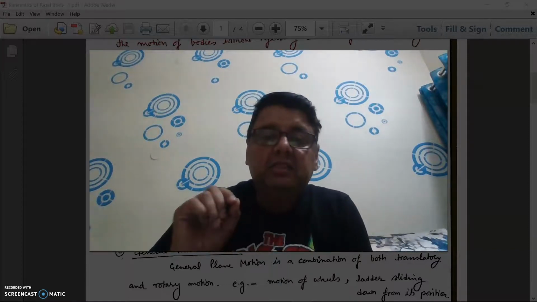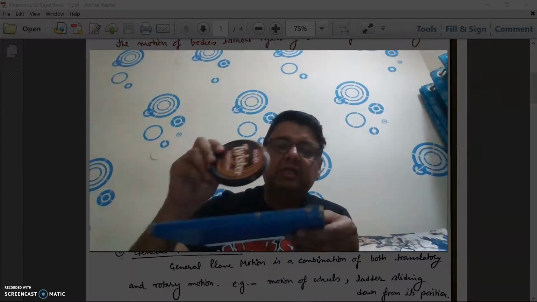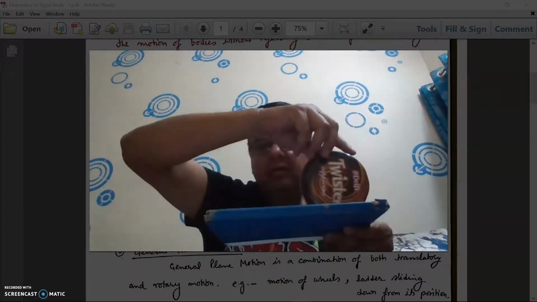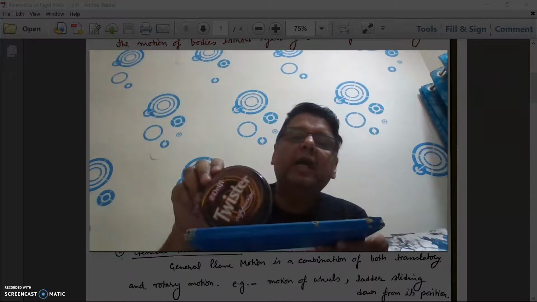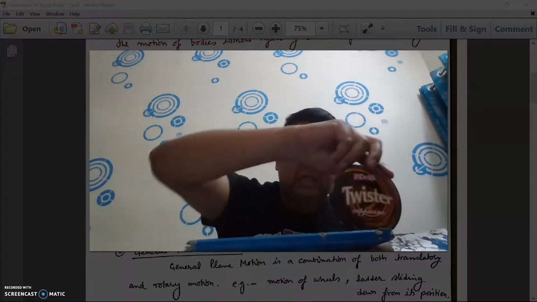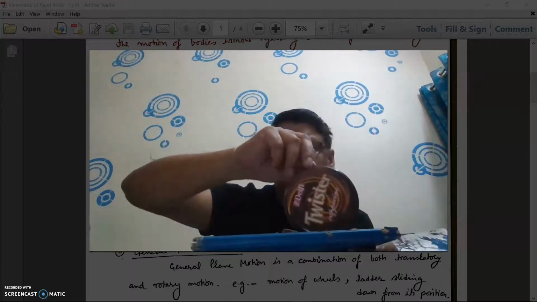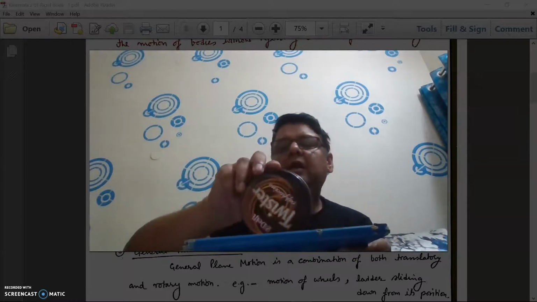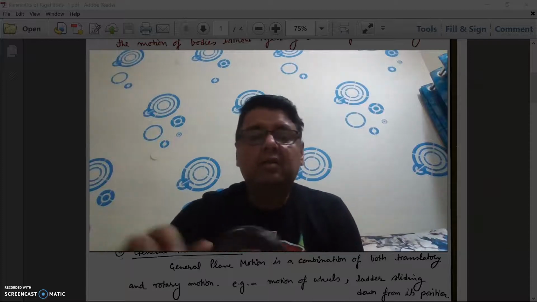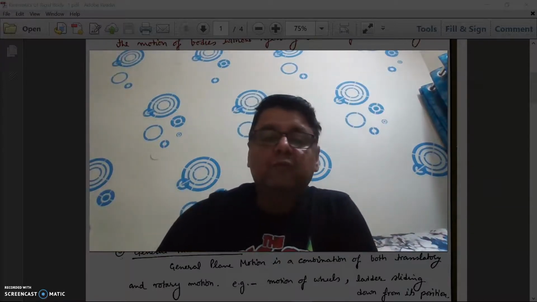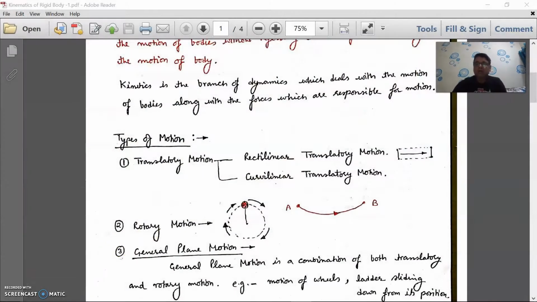Then third one is called general plane motion. What you mean by general plane motion is, see, when it is moving and in rotation also, then it is called general plane motion. The body is moving also and it is in rotation also, then that type of motion is called general plane motion. The example of general plane motion is motion of wheels of any automobile. Any automobile, when it moves, it rotates and that wheel rolls, and that rolling is called general plane motion.